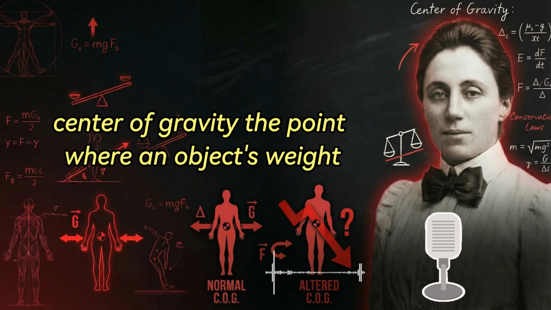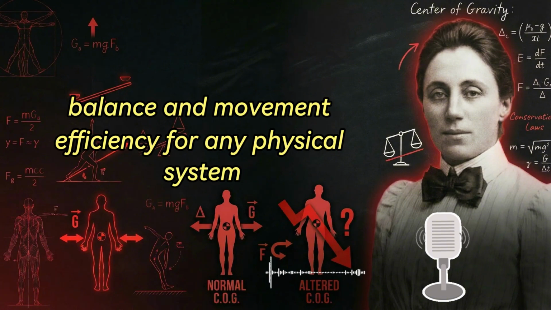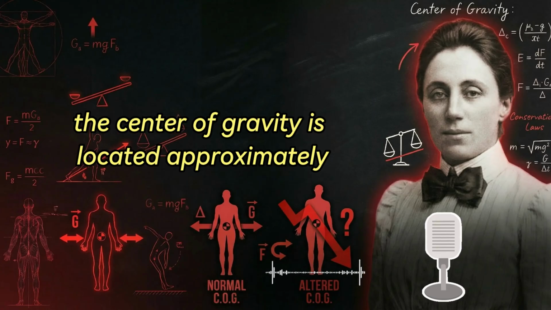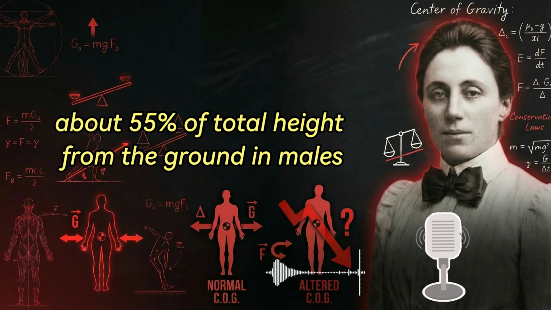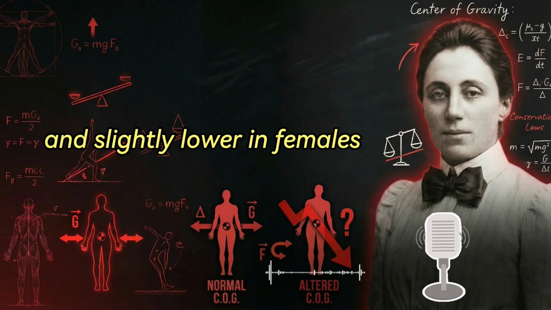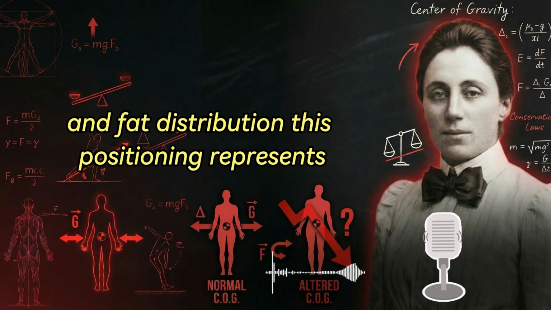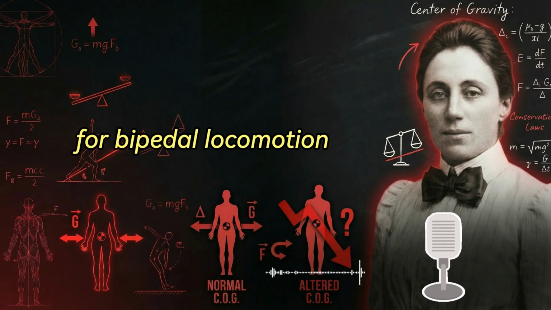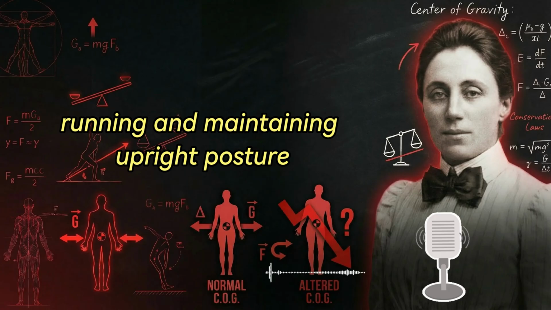Center of gravity, the point where an object's weight is evenly distributed in all directions, determines stability, balance, and movement efficiency for any physical system, including the human body. In typical human anatomy, the center of gravity is located approximately at the second sacral vertebra, about 55% of total height from the ground in males, and slightly lower in females due to differences in pelvic structure and fat distribution. This positioning represents millions of years of evolutionary optimization for bipedal locomotion, creating the most efficient balance point for walking, running, and maintaining upright posture.